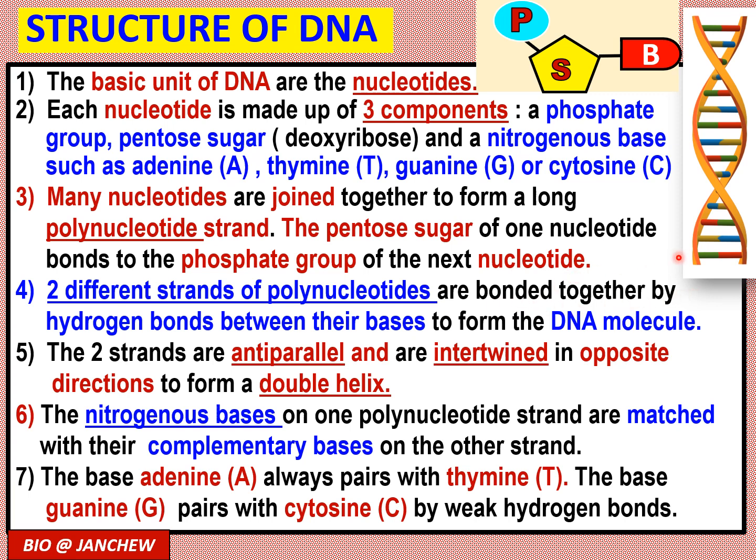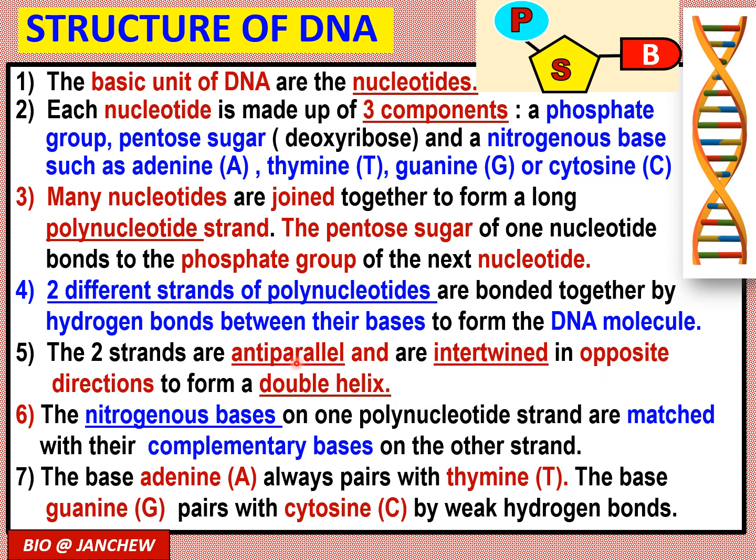Then 2 different strands, like shown here, this strand and this strand. 2 different strands of polynucleotides are bonded together by hydrogen bonds in the center here, between their bases. Okay, so these colored parts show a pair of bases. One is from the first strand and the other one is from the second strand. So there are hydrogen bonds between their bases to bond the 2 strands together, bind them together, and to form the DNA molecule.